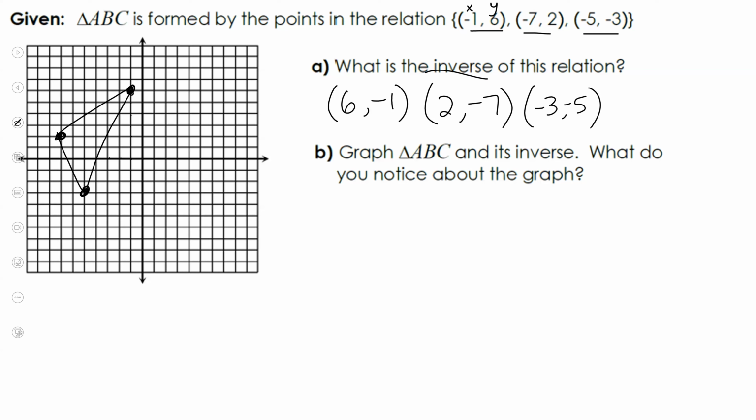So now I have, and I'll do it in, 6, -1. 2, -7. -3, 5. -3, -5. So this is your new triangle. What do you guys notice about the graph? Yes, it's a reflection. Do you guys know where it's reflecting across? Exactly. It's reflecting across this line, y equals x.